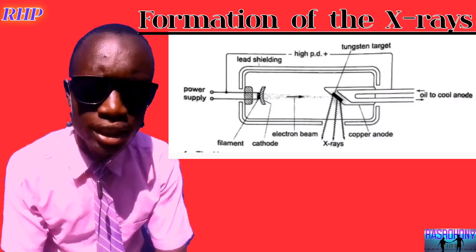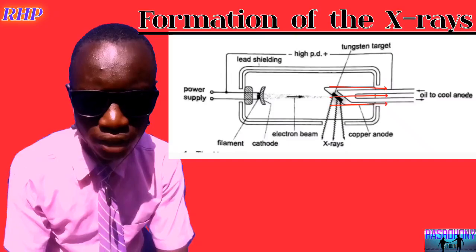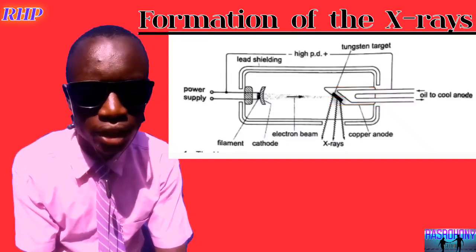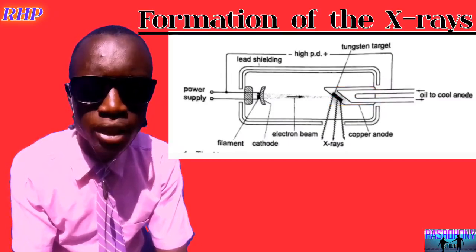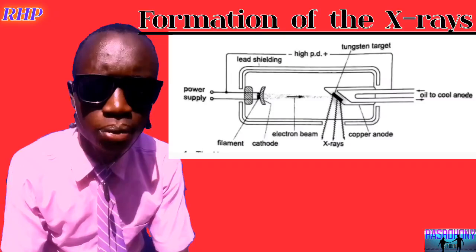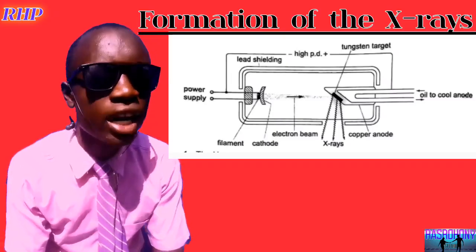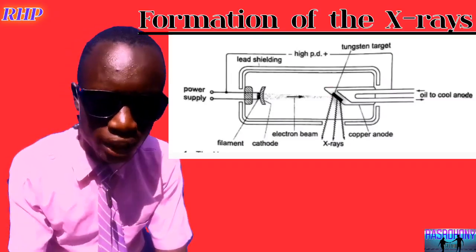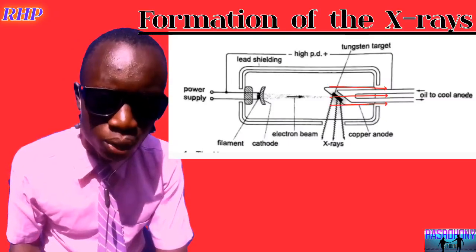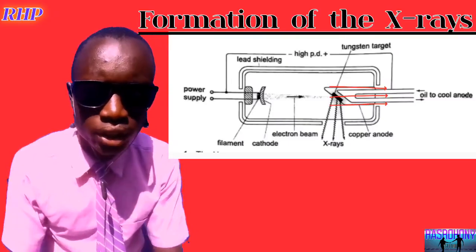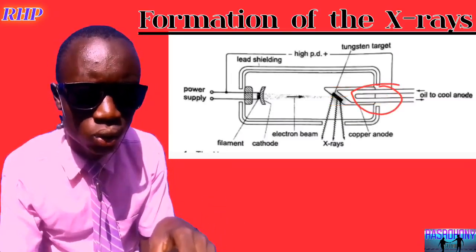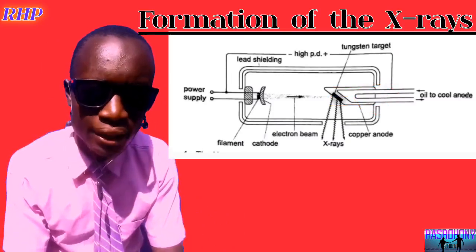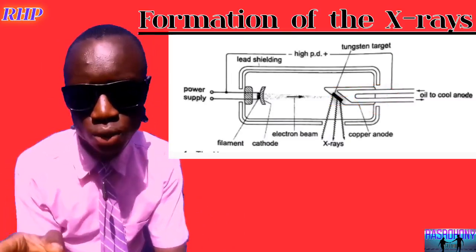That heat produced is conducted away by the anode. There is copper on the anode where the tungsten is attached. Tungsten cannot melt because it has a high melting point. Then the copper, being a good conductor of heat, conducts the heat produced from the formation of the X-ray to a liquid there that cools it. Then the X-ray is directed through a window.